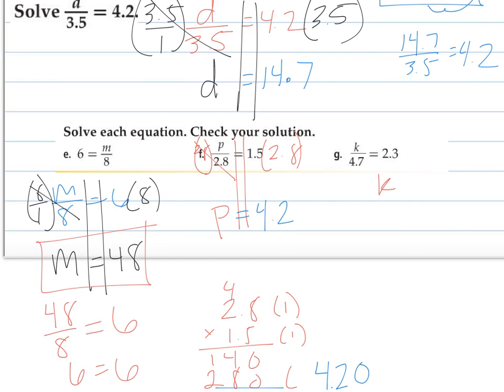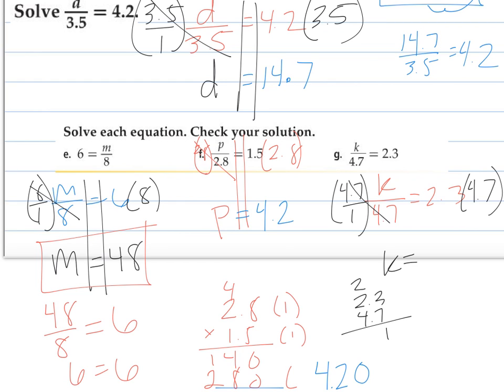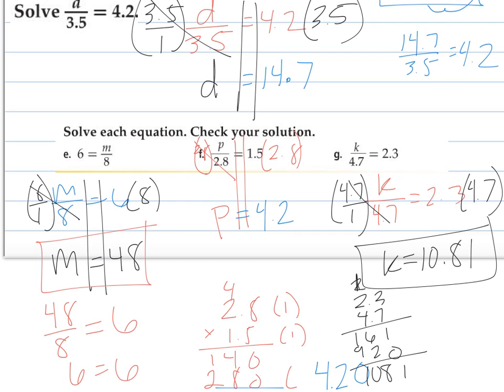So another one, we're going to do what number divided by 4.7 gives me 2.3. So I multiply by 4.7. You can use a calculator, but showing your work is still important. You still have to show these steps. So I have k equals, let's see, 2.3 times 4.7, 21, 16, 12, 9, 2 decimal places, so 10 and 81 hundredths. Then, of course, checking your solution.